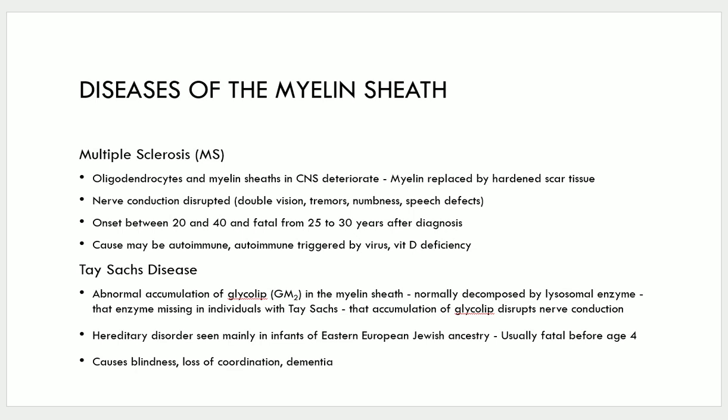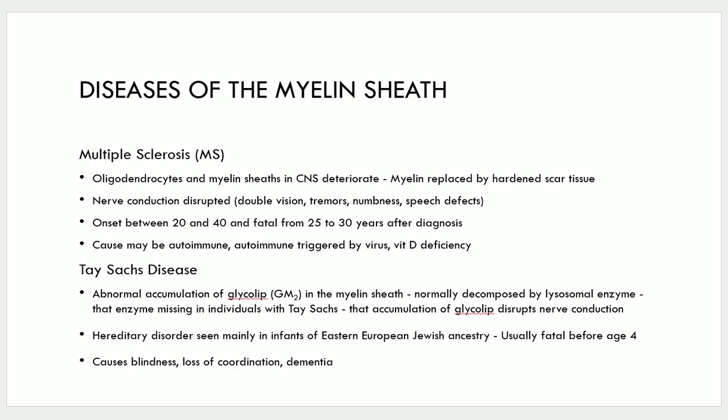Could be caused by something related to the autoimmune system, or it can be triggered by a virus. Vitamin D deficiency is associated with it. But this is when that fatty sheath, the oligodendrocytes, the myelin sheaths in the central nervous system deteriorate. And then that myelin's actually replaced by hardened scar tissue, and it just causes a disruption, again, to that nerve conduction. Double vision, tremors, numbness, speech defects.